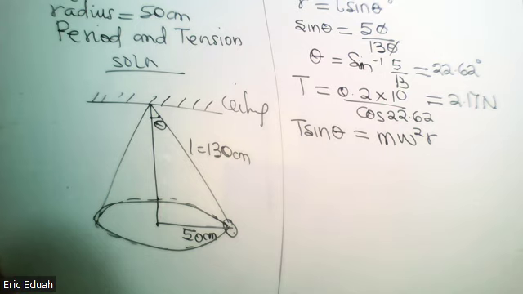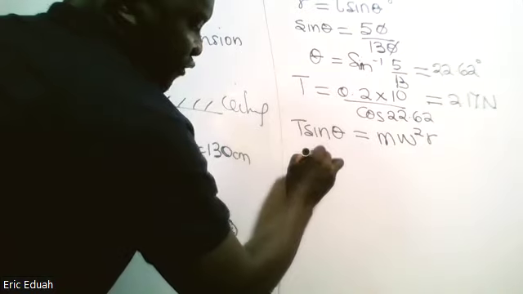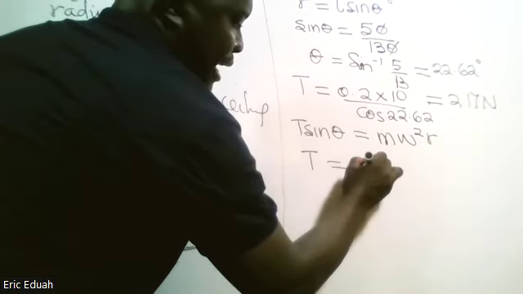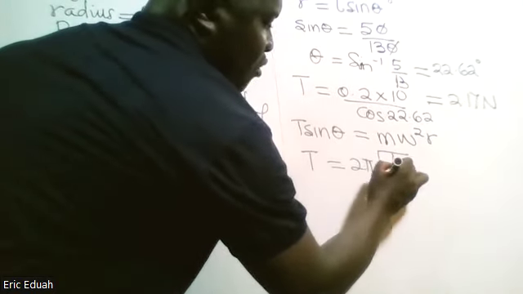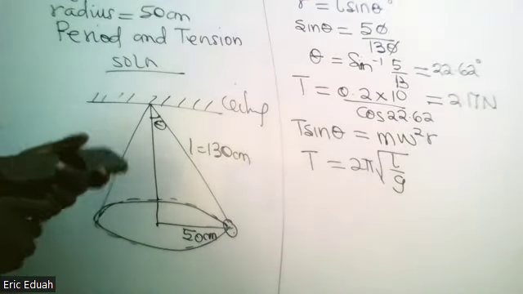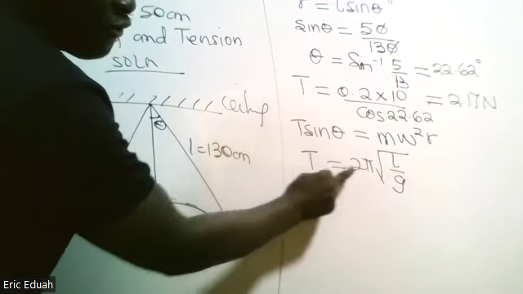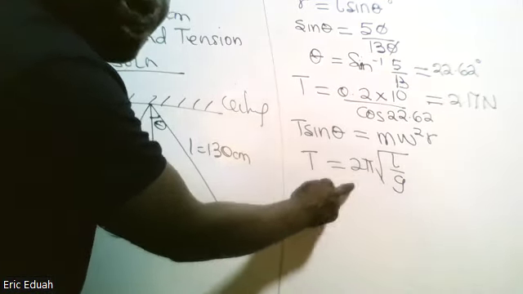Herbert, is that you? Yes, sir. This is what I realized. I realized you used this formula: T is equal to 2 pi root of L over g, which is wrong. This is the formula for the period of oscillation of a simple pendulum.